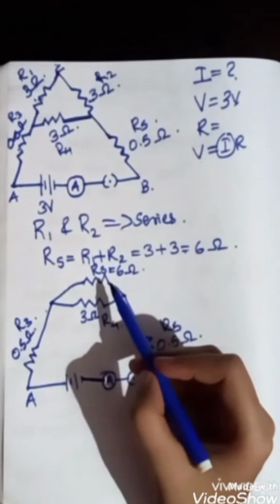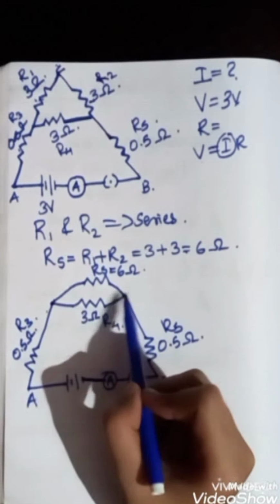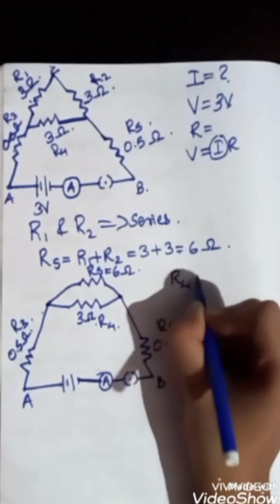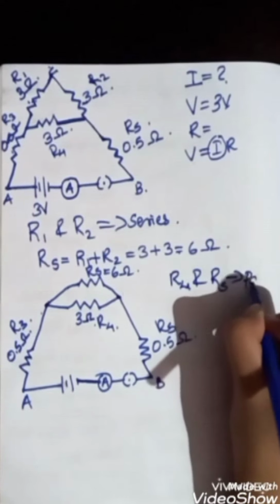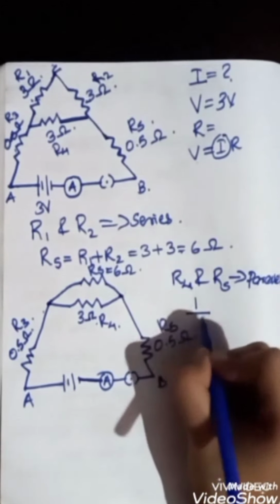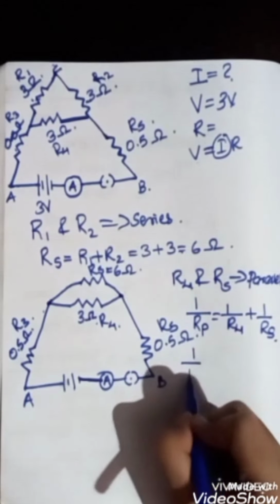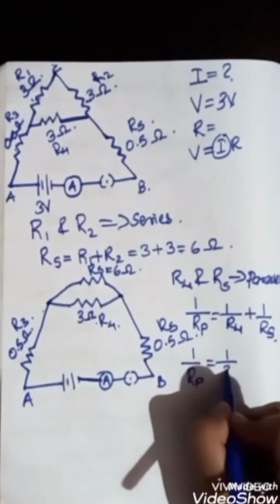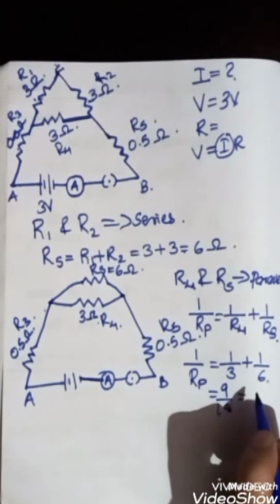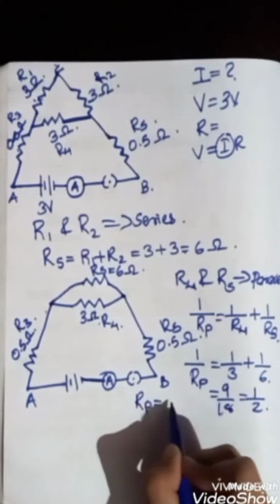Then here we can conclude that Rs and R4 are connected in parallel. From the figure itself it is very clear that they share common points. So, 1 by Rp is equal to 1 by R4 plus 1 by Rs, that is 1 by 3 plus 1 by 6, that is 9 by 18, that is 1 by 2. So, Rp is equal to 2 ohm.